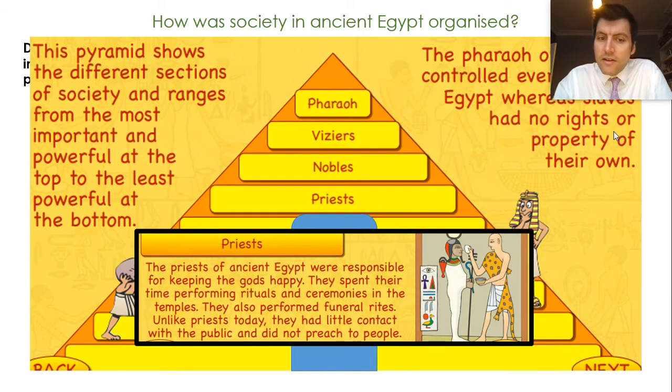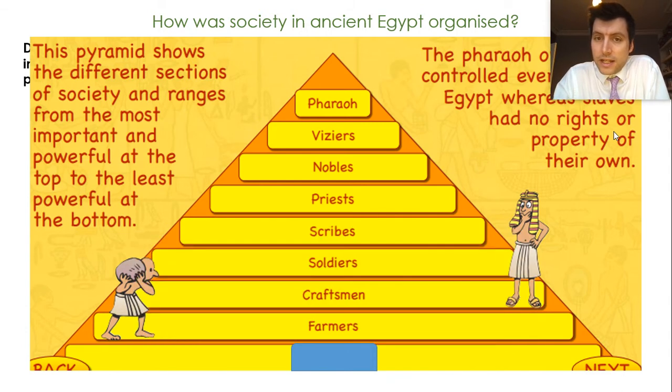Priests were very important. The ancient Egyptians believed there were many gods, and the priests were responsible. Their job was to keep the gods happy. They spent their time performing rituals, so doing things and ceremonies in the temples. They also performed what's called funeral rites, where when somebody died, they did something to commemorate, to remember that person. They didn't really talk to people though. They did these special ceremonies, but they didn't do big meetings like we might see priests in churches and in other temples of worship today.